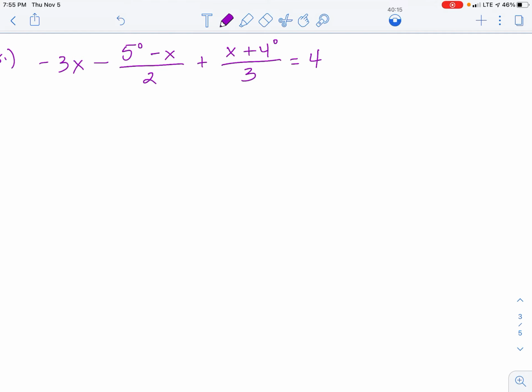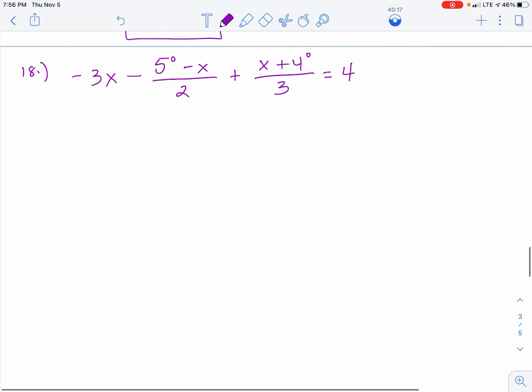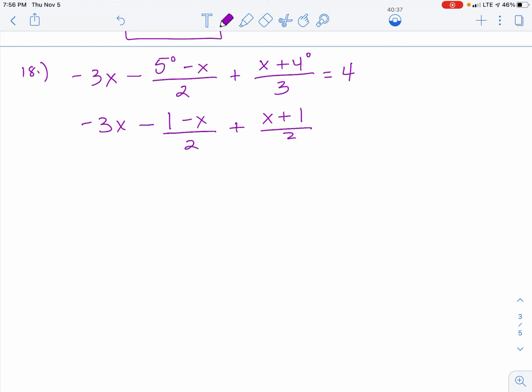All right, so let's take care of what we can here for number 18 right up front. I noticed that I'm going to leave my negative 3x alone. I'm going to go ahead and change the 5 to the 0 power to a 1, minus x over 2, plus x plus 1 over 3, equals 4.